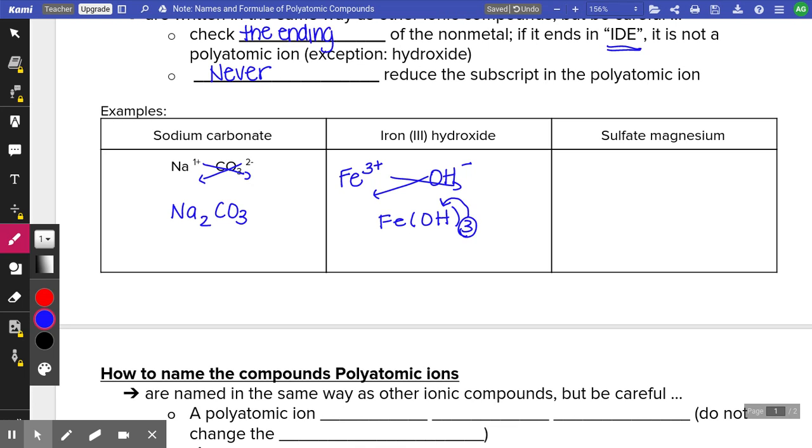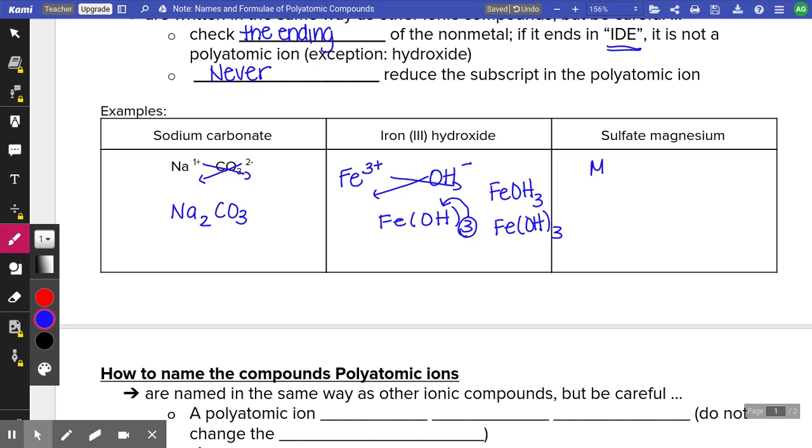Okay, if we had written it like this, that actually means that we have 1 iron, 1 oxygen, and 3 hydrogens. Whereas when it's written like this, that indicates that we have 1 iron and 3 hydroxide polyatomic ions, 3 hydroxide molecules.